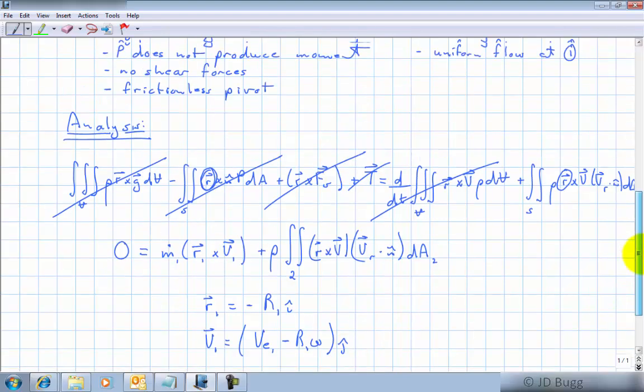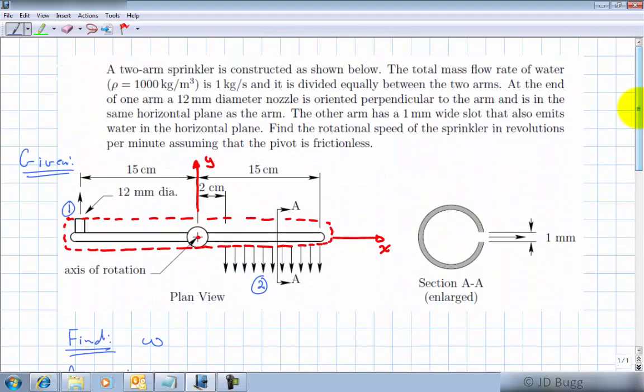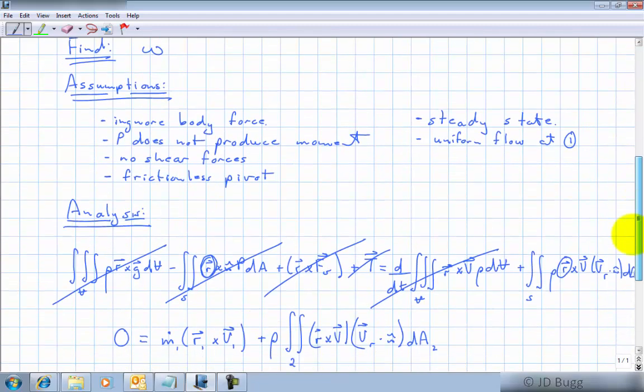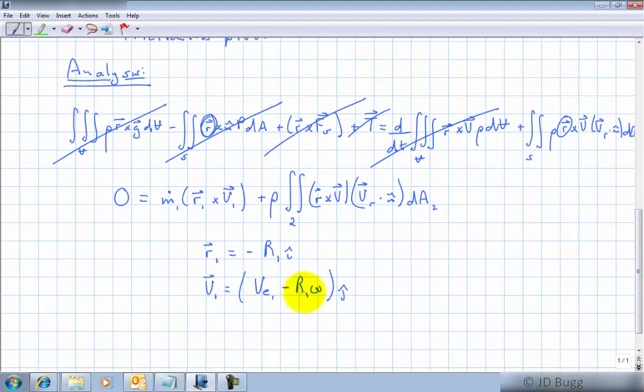So go back and look at our diagram and see if this makes sense. Notice if this arm wasn't moving, if it wasn't rotating, then the velocity here would just be the velocity of the exit, and it would be in the j direction. But because this arm is moving in that direction, the velocity here is reduced. So the velocity relative to the ground is slower, and it's going to be slower by an amount equal to r times omega. So I've reduced that velocity by an amount r omega to get it relative to the ground.